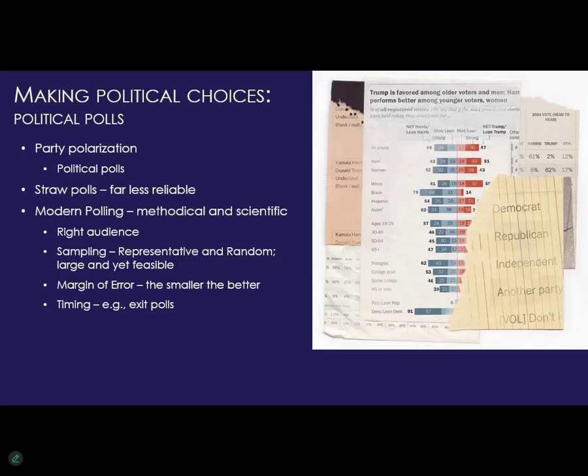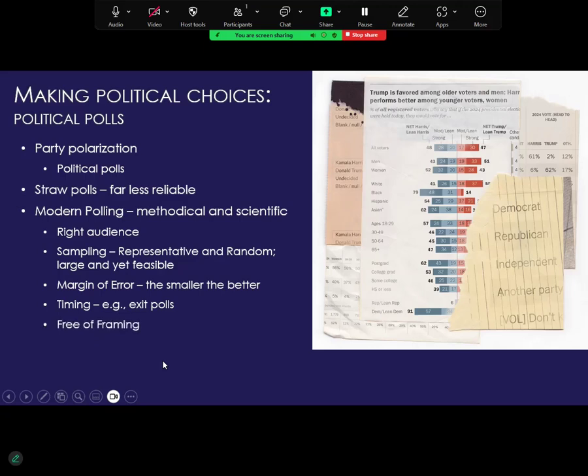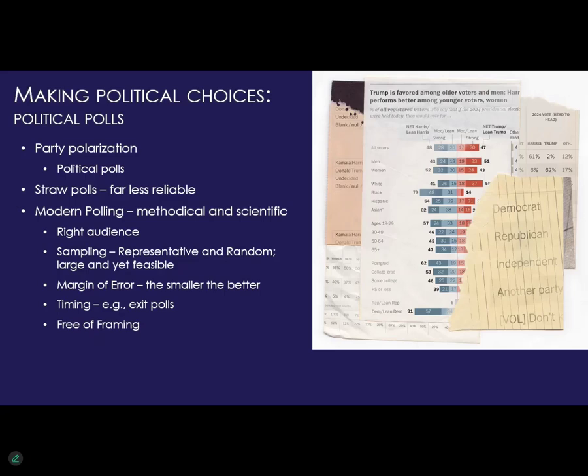Any poll question should be free of framing. Framing often has to do with word choice. When the question feeds information intended to sway the response, then the response is not reliable. And I'll give you an example. This is a very modern example.